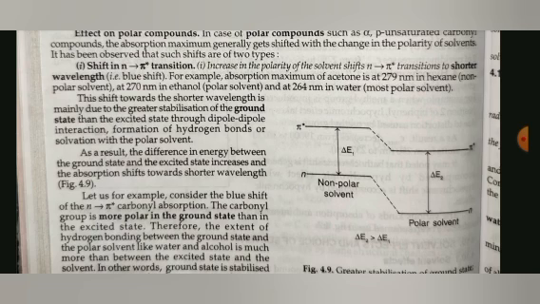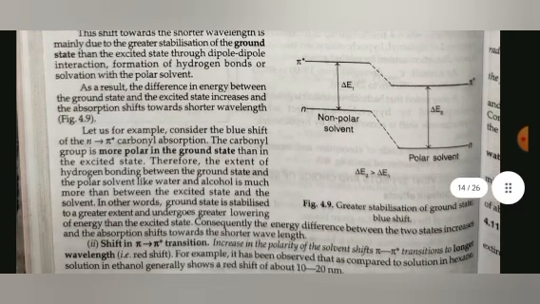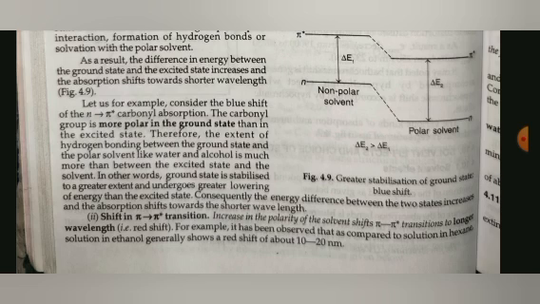For example, the absorption maximum of acetone is at 279 nanometer in hexane, at 270 nanometer in ethanol, and 264 nanometer in water. The shift towards a shorter wavelength is mainly due to the greater stabilization of the ground state than the excited state through dipole-dipole interaction, formation of hydrogen bond, or solvation with the polar solvent. As a result, the difference in energy between the ground state and the excited state increases and the absorption shifts towards shorter wavelength. Let us, for example, consider the blue shift of the n to pi star carbonyl absorption.